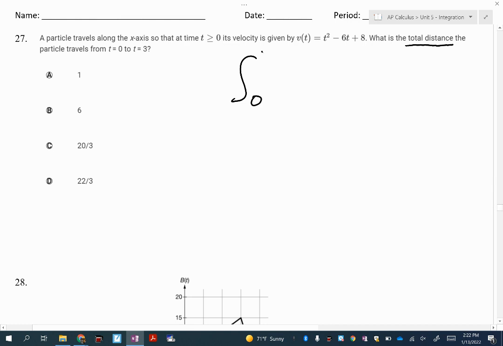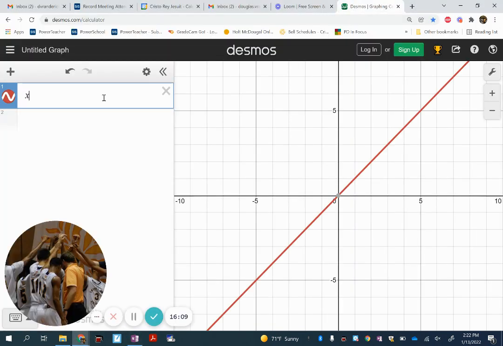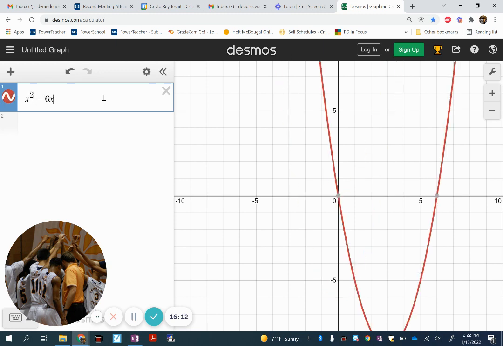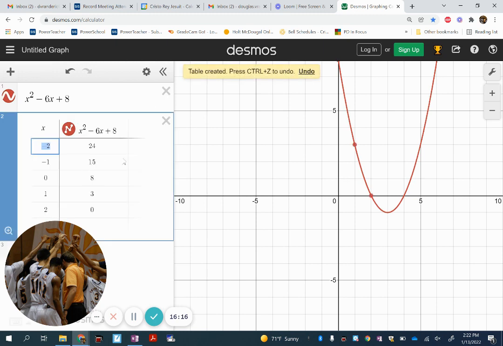So I'm looking from 0 to 3, and I'm going to write down the absolute value here to show you that I'm going to be adding whether the area is negative or positive. So let me graph this for you so you can see what I'm actually talking about. So t squared minus 6t plus 8, so it's going to be x squared minus 6x plus 8. I'm graphing it from 0 to 3.